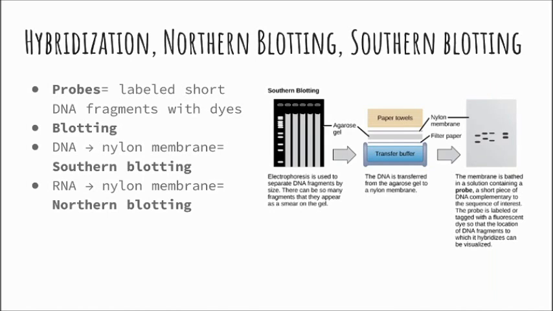One thing that we didn't do in lab this semester was hybridization or any of the blotting techniques. So probes are labeled short DNA fragments with dyes, usually some kind of fluorescent dye. Blotting is then taking those fragments from a gel and transferring them to a nylon membrane. In the case of DNA, that would be Southern blotting, and RNA, that would be Northern blotting.